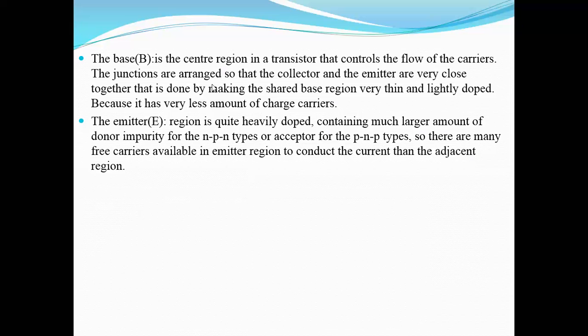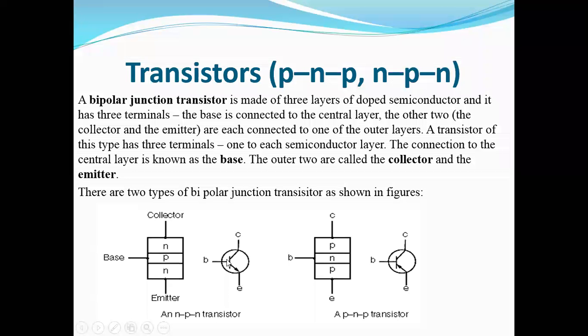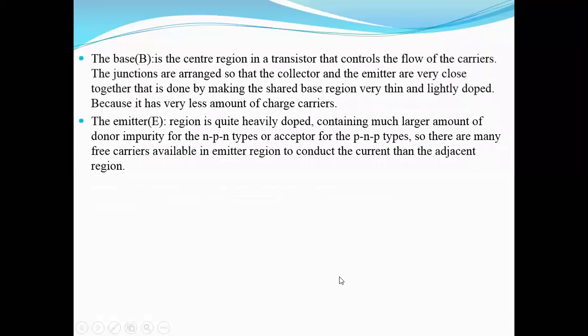Emitter, on the other hand, is quite heavily doped, containing a much larger amount of donor impurity for the NPN types, or acceptor for the PNP types. There are many free carriers available in the emitter region because it conducts the current more than the adjacent region. For example, the emitter conducts the current to the base, because it's highly doped.